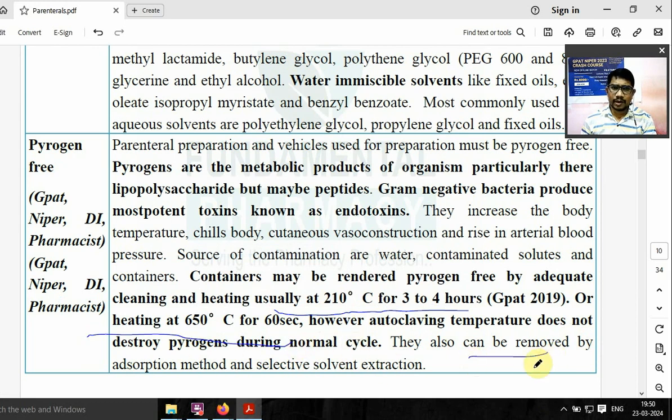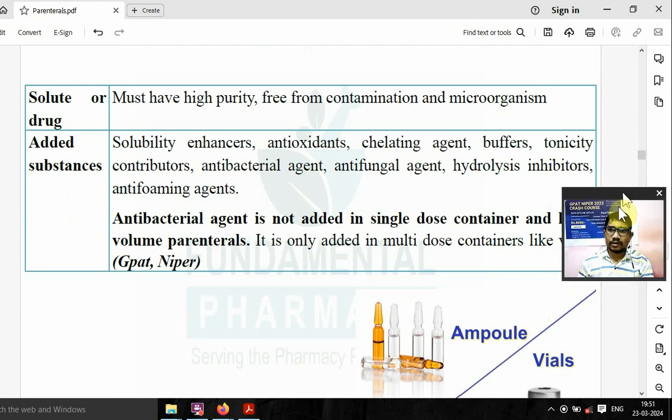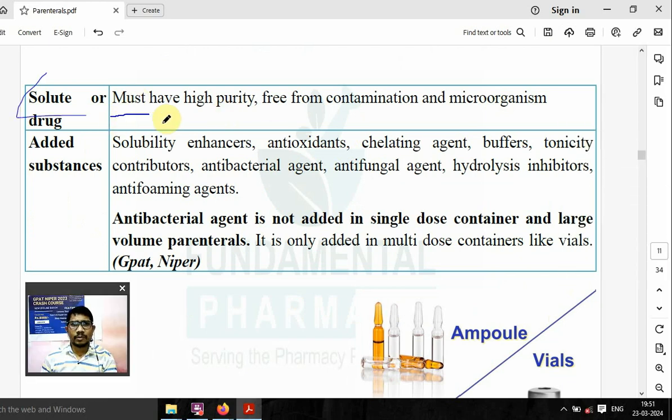They may be removed by adsorption method and selective solvent extraction. So corrosion can be removed by this method. Okay, next criteria, now the purity of drug or API must be highly pure, then free from contamination and microorganism. तो आपका जो सोल्यूट है, आपका जो ड्रग है, उसमें कंटेमिनेशन नहीं होना चाहिए, उसमें कोई पैरोजन्स नहीं होना चाहिए.